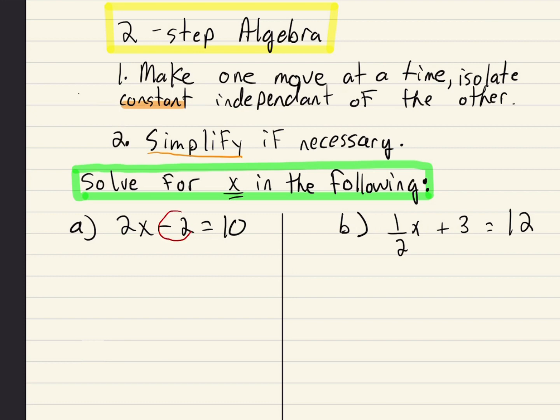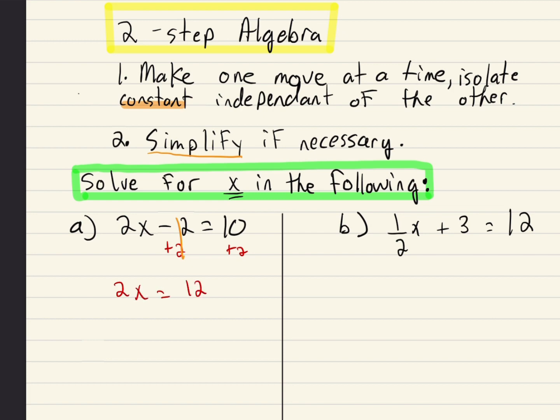In the first one, 2x minus 2 is equal to 10. I'm going to get rid of the 2 first by using inverse operations. That means I'm going to add 2 on both sides. Now that still leaves me with 2x on the left side, and that's okay. So when we rewrite this, it'll be 2x is equal to 12.